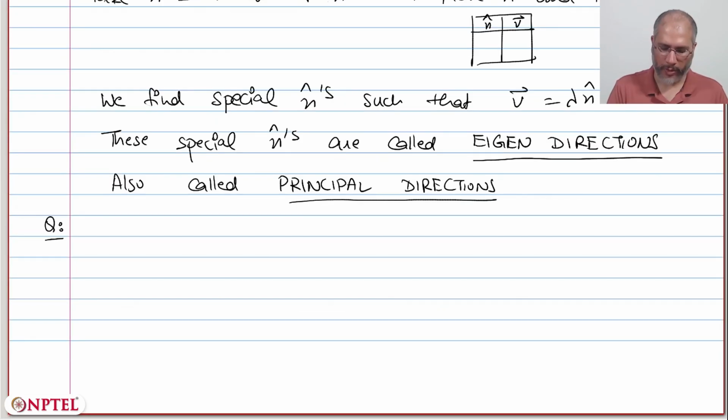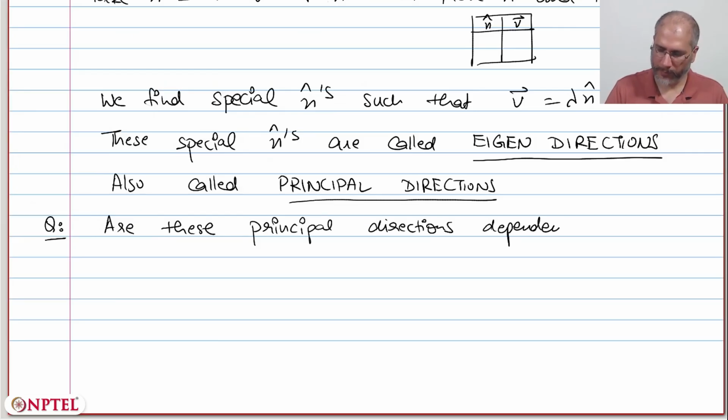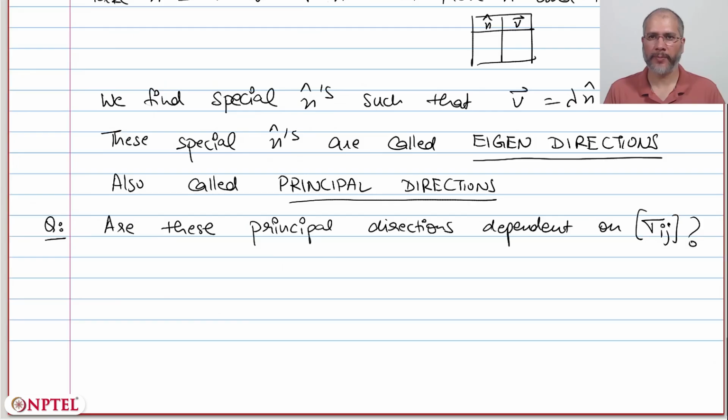Let me ask you a question. Are these principal directions dependent on the second order tensor sigma ij? And the answer is yes, of course. Because these principal directions were obtained by multiplying sigma with n hat and finding the vector v to be in the same direction as n hat. Of course, if I change my sigma, the linear transformation changes, and so do the special n hats known as the principal directions.